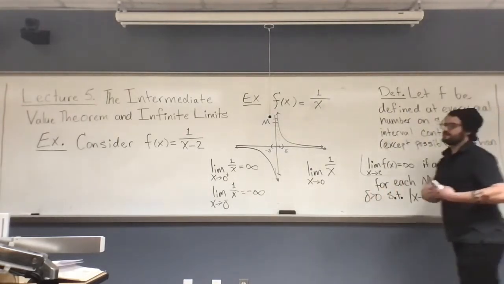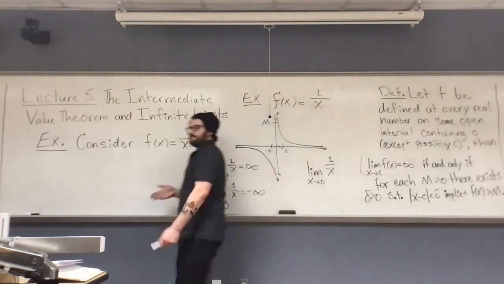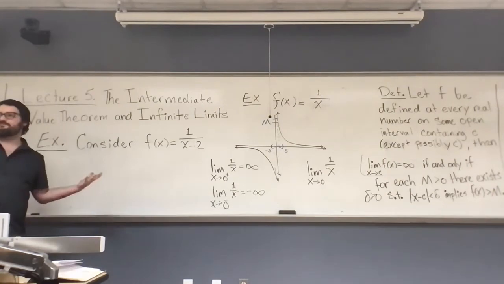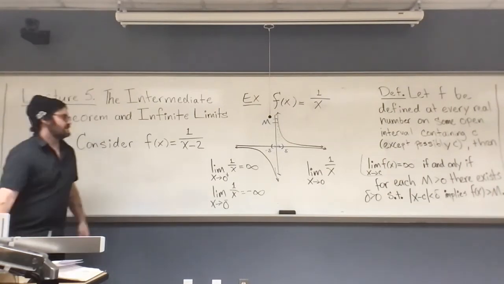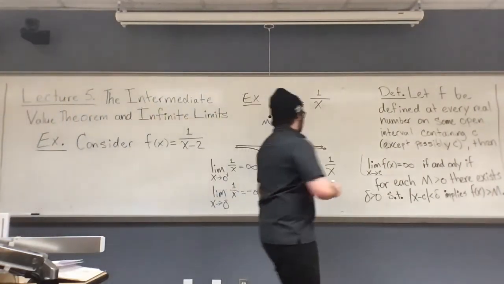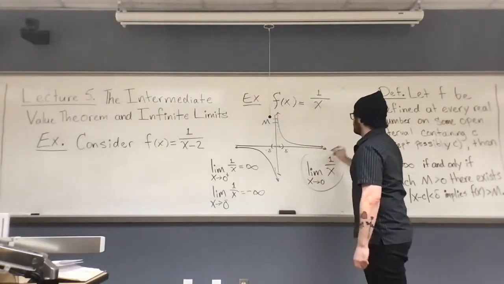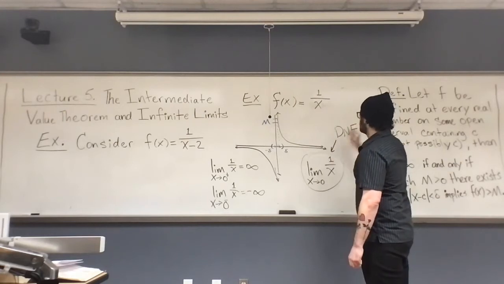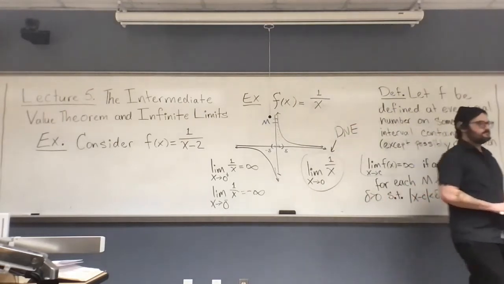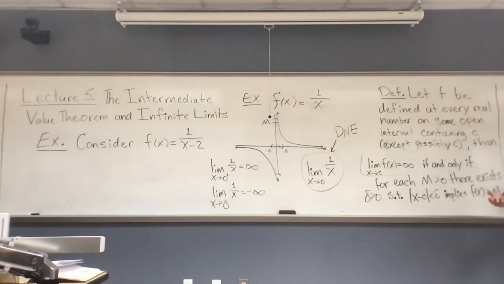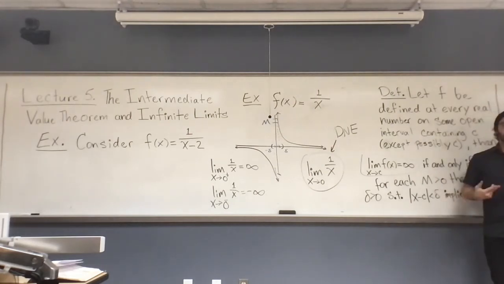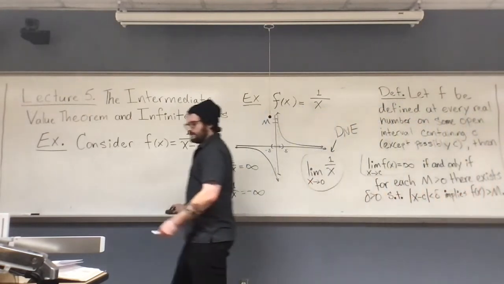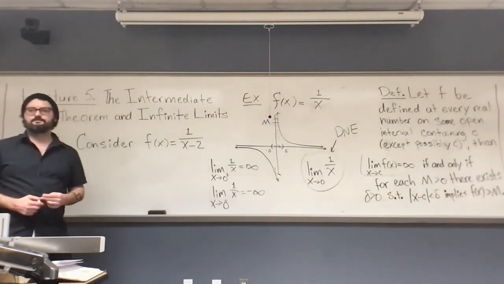So because these don't match up at infinity or negative infinity, they don't match, not going to the same place. This right here does not exist. It's because the left and right-hand side limits don't match up. They don't go to the same place. So just something to be careful of, right?